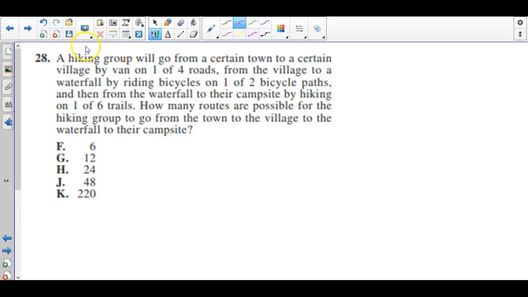You'd still end up at this point where you'd have to rationalize. Alright, a hiking group will go from a certain town to a certain village by one of 4 roads. From a village, so there's 4 roads. Village of one of 2 bicycle paths, so I have 2 paths. And then from the waterfall to the hiking campsite, there's a total of 6 trails. How many routes are possible?